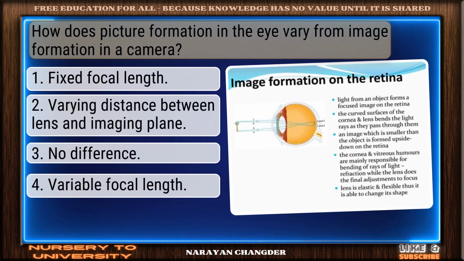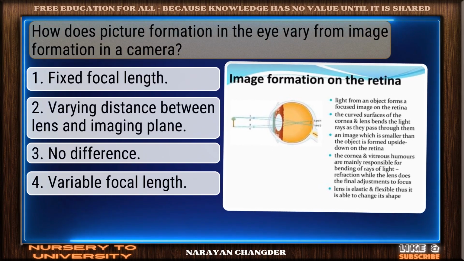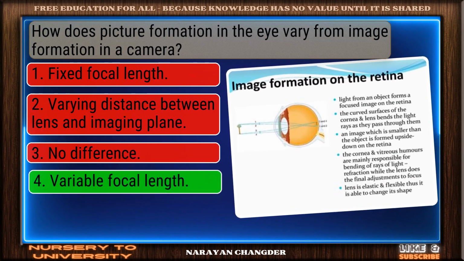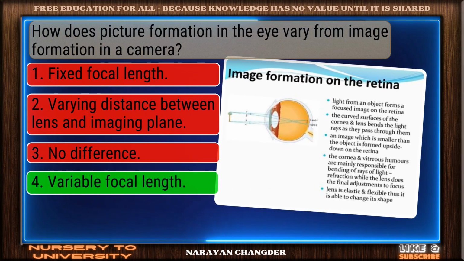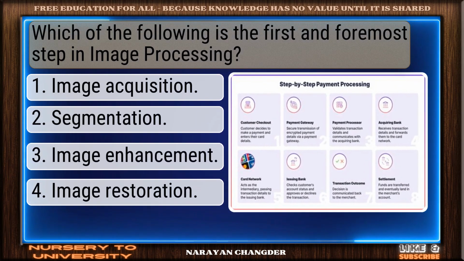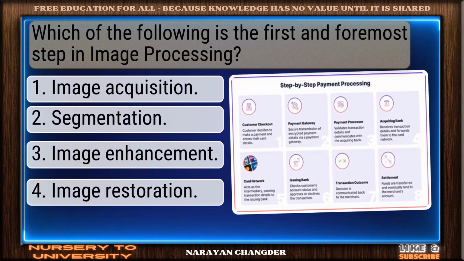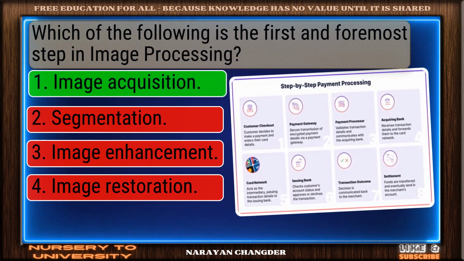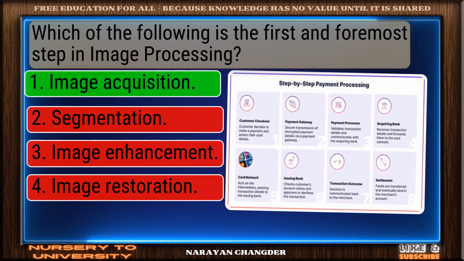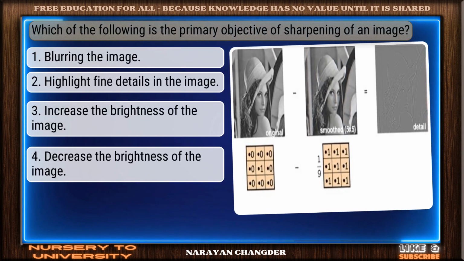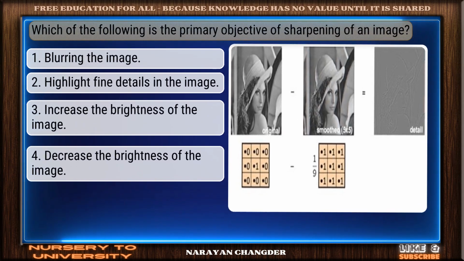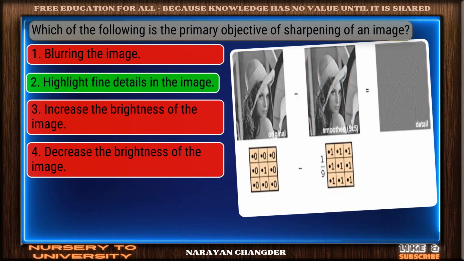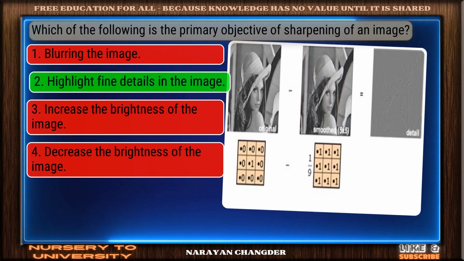Question number 21. How does picture formation in the eye vary from image formation in a camera? Bravo, variable focal length is the answer. Question number 22. Which of the following is the first and foremost step in image processing? Perfect. Image acquisition is the correct choice. Question number 23. Which of the following is the primary objective of sharpening of an image? Excellent choice. Highlight fine details in the image is the right answer.